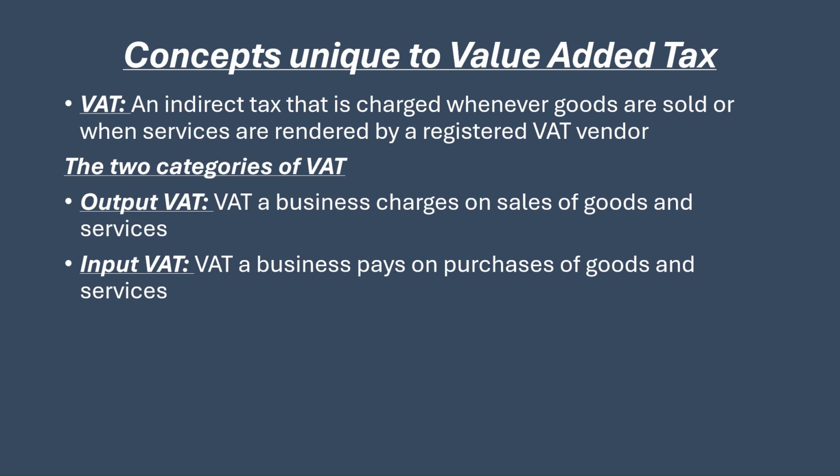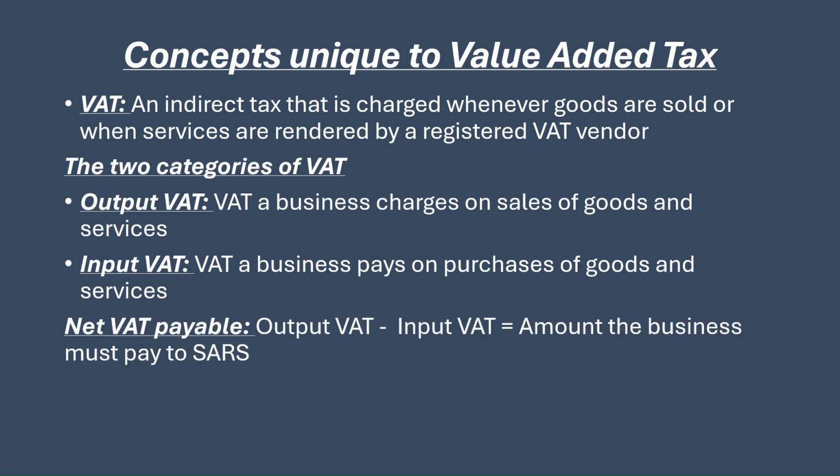Then input VAT is VAT a business pays on purchase of goods and services. So your Pick and Pays and your ShopRite, you know that they buy from suppliers, right? And when they buy from their suppliers, those products literally have VAT on them. So that's what we call input VAT, right? So basically, VAT that a business pays.